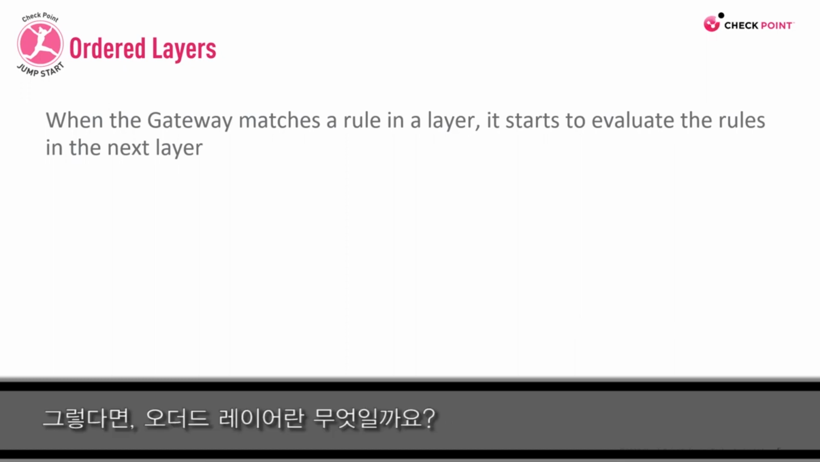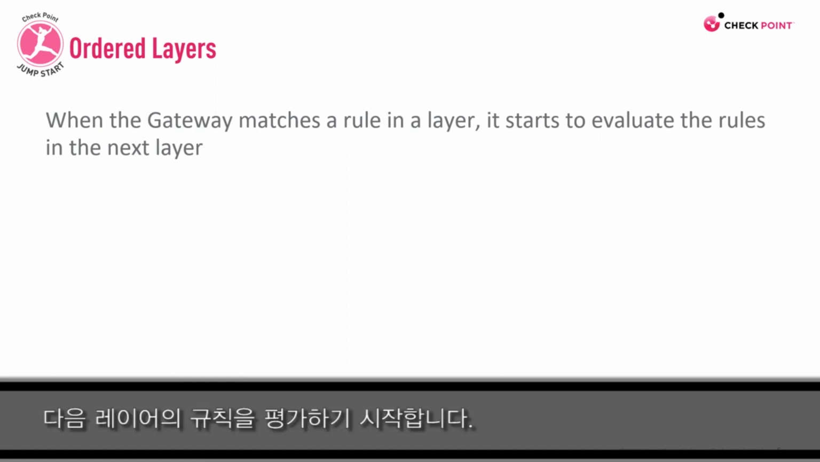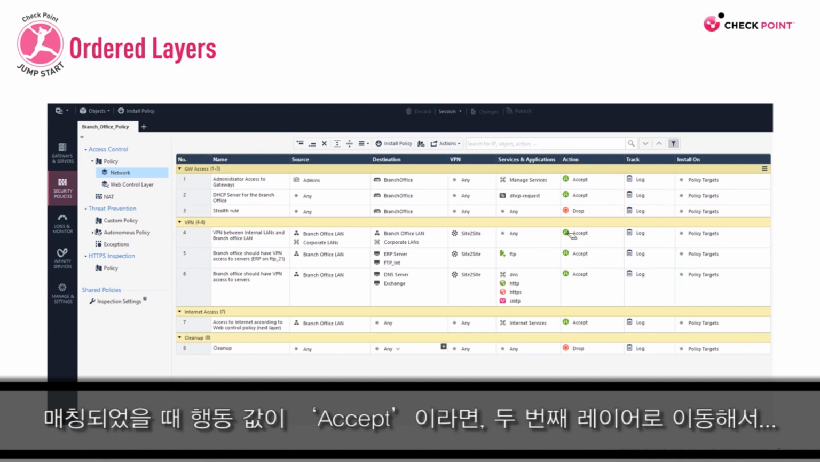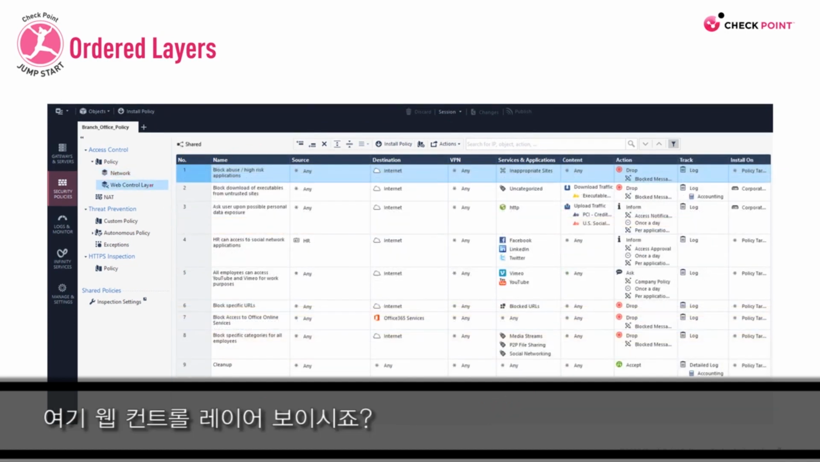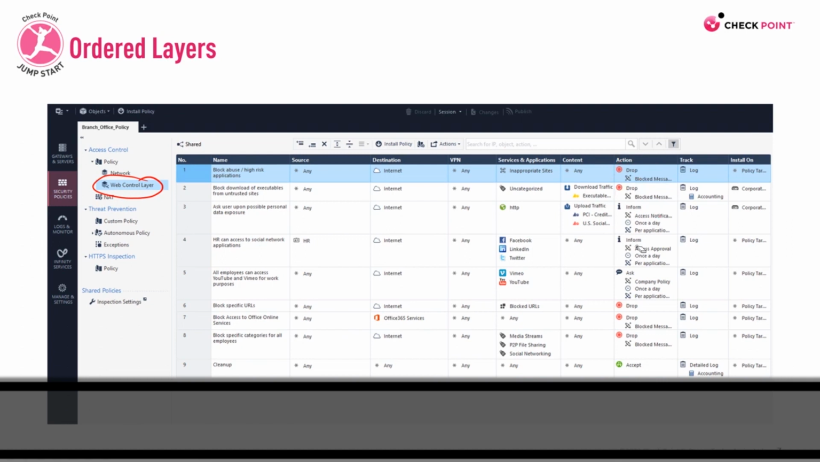What is an ordered layer? When the gateway matches a rule in a layer, it starts to evaluate the rules in the next layer. If this is our policy, if we found a match and the match is accept, we'll need to go to the second layer, in this case the web control layer, and search for another match, whatever it's going to be.